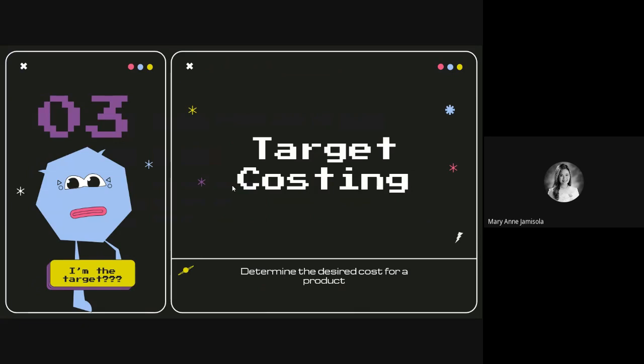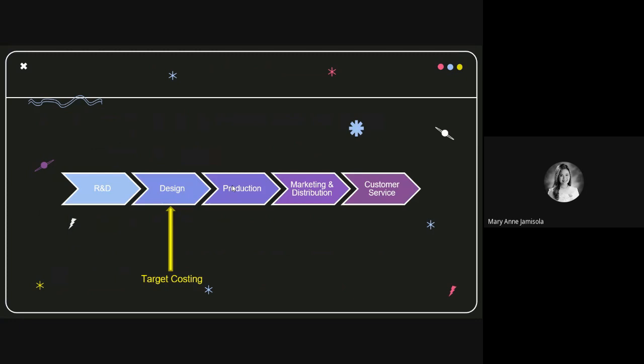Okay, now let's proceed to target costing. Target costing is a technique in which the firm determines the desired cost for the product or service given a competitive market price so the firm can earn a desired profit. Okay, so target costing is actually done at the design stage in our cost life cycle.